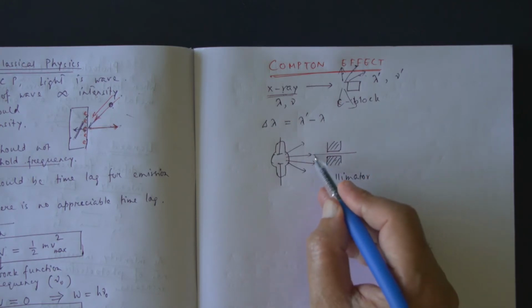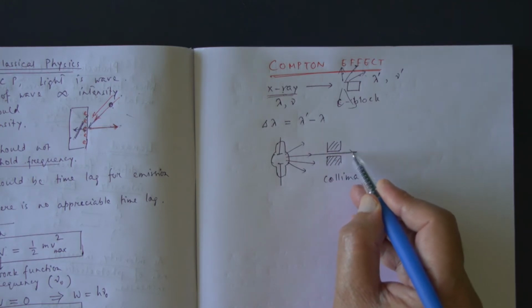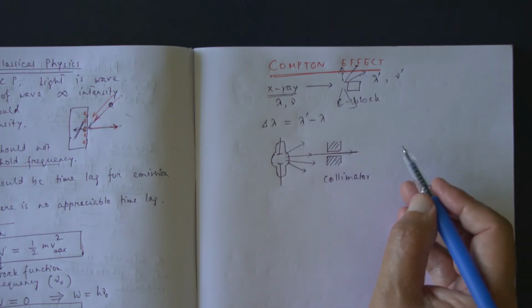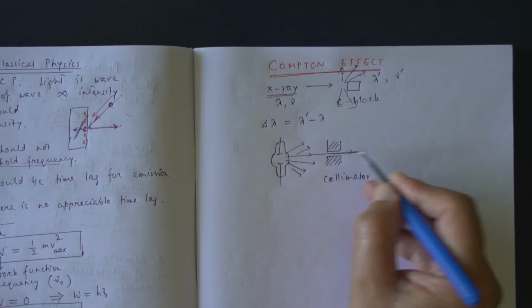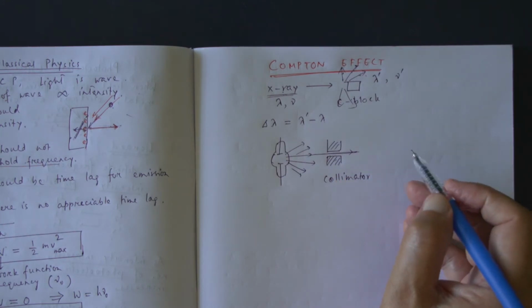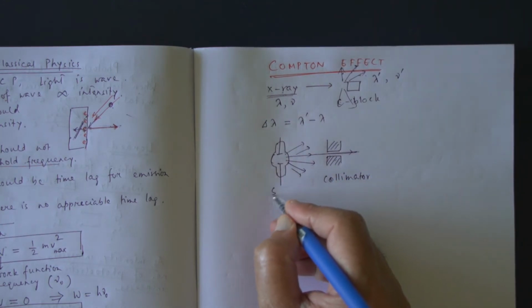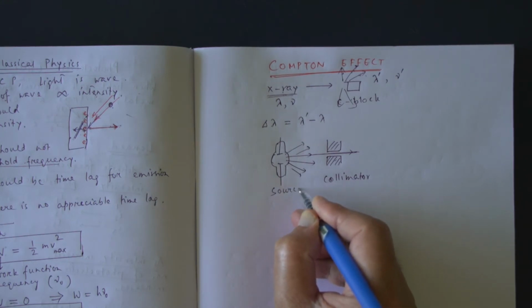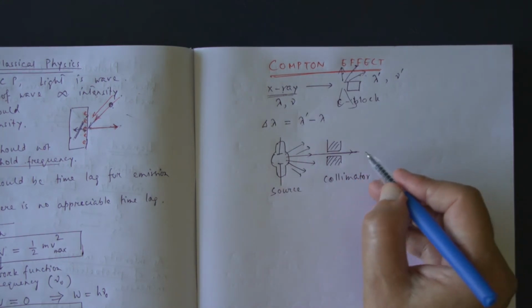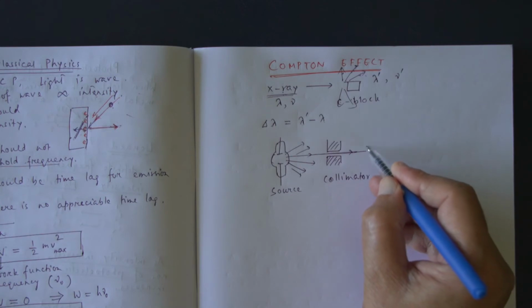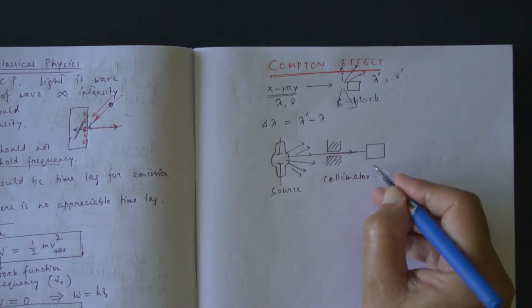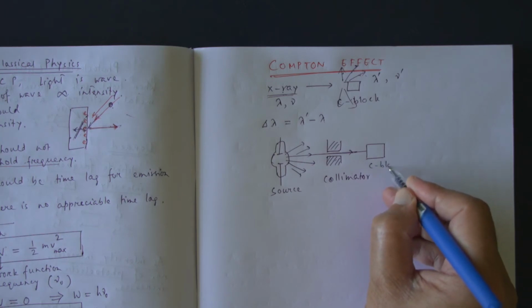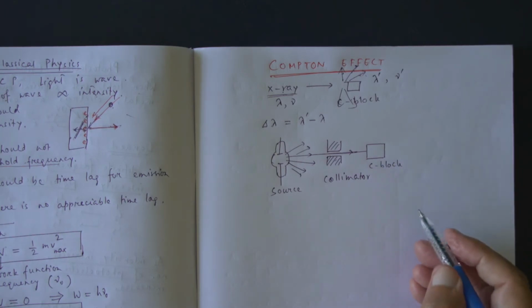It will allow a beam of X-ray to pass through. These X-rays will not be allowed to pass through. This is the source of X-ray, the collimator. Then this is the carbon block.